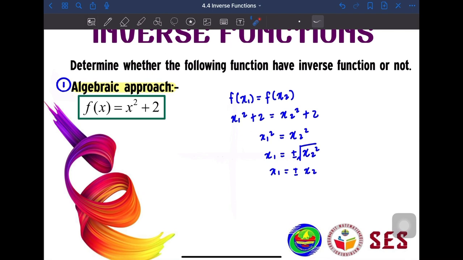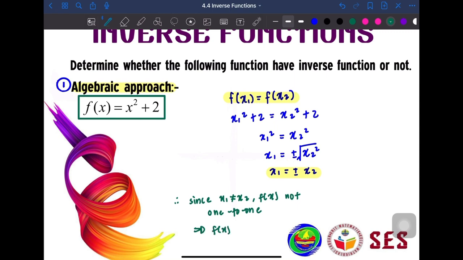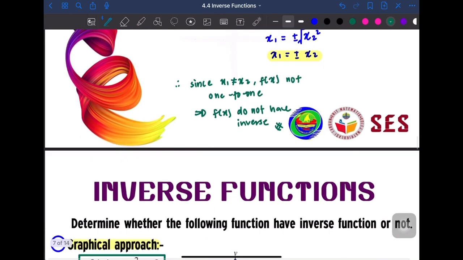Okay, so dah dapat. Okay, so from this statement awak nampak kita tak berjaya buktikan x1 equal to x2. Kita tak berjaya buktikan x1 sama dengan x2. Tak berjaya. So, bila tak berjaya buktikan, automatik kita tahu yang this is not one-to-one function. Okay, so saya akan conclude dekat sini. Since x1 tak sama dengan x2, kenapa tak sama dengan? Sebab dia ada plus minus dekat situ. Okay, so this statement kita tak berjaya proof. So, since x1 tak sama dengan x2, f(x) not 1 to 1. So, bila f(x) bukan 1 to 1, f(x) do not have inverse like that.